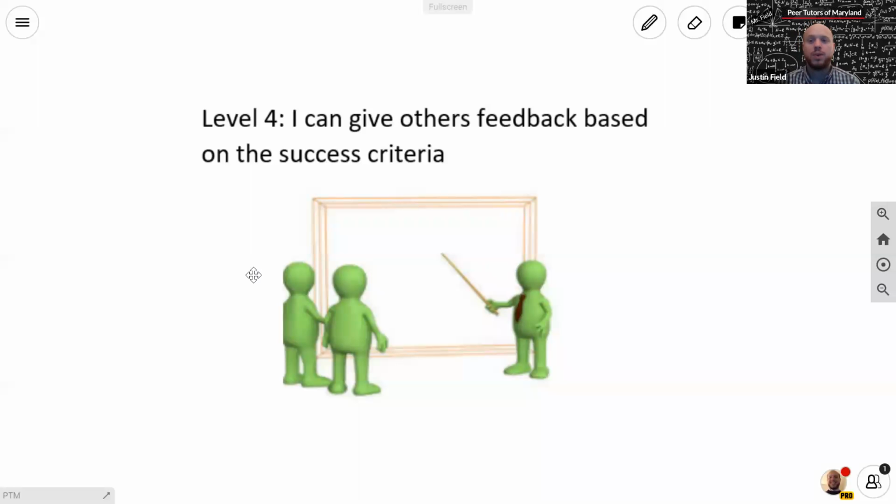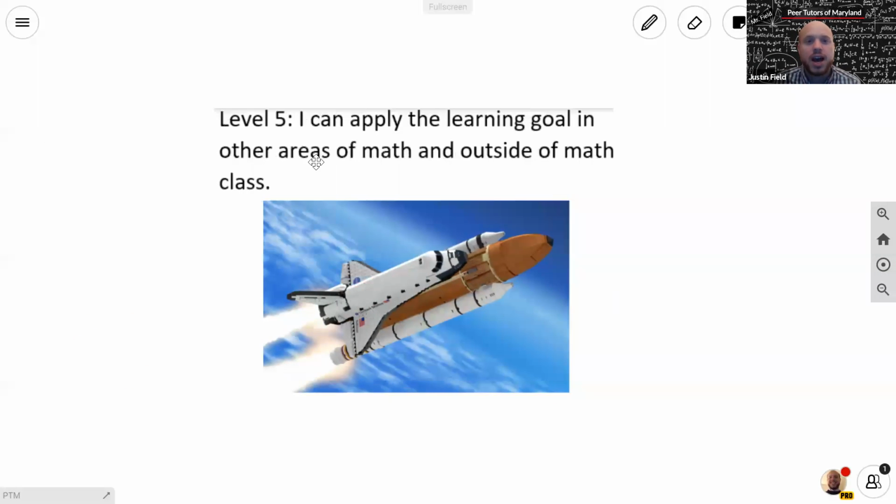And so the way we do learning is you have your objective, and then the objective is broken down into different criteria, and those are called success criteria. If you can check all the boxes, all the different criteria, then you've met the objective, and that's what that means, success criteria. And the last level is level 5. I can apply the learning goal in other areas of math and outside of the math class. So when you start using that learning objective in ways outside of just the classroom, that is a real demonstration of knowledge that I would say you have.